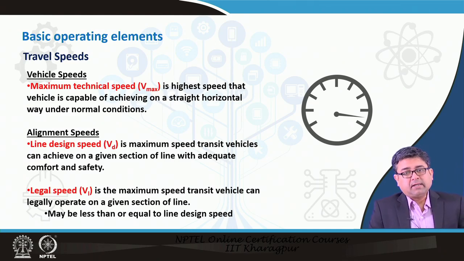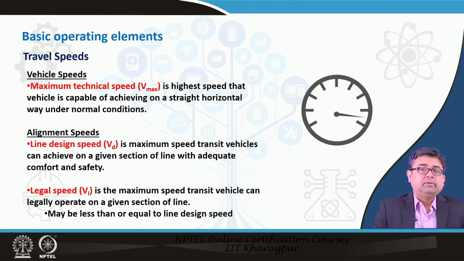Now that we have looked at the travel times, a similar phenomenon to look at is the travel speeds or vehicle speeds. These travel speeds have 4 different types of speeds that we will be looking at. The first one is called vehicle speed. Maximum technical vehicle speed is the highest speed that a vehicle is capable of achieving on a straight horizontal way under normal conditions. Every vehicle has its limitations. Every vehicle on a transit line can only achieve a certain maximum technical speed.